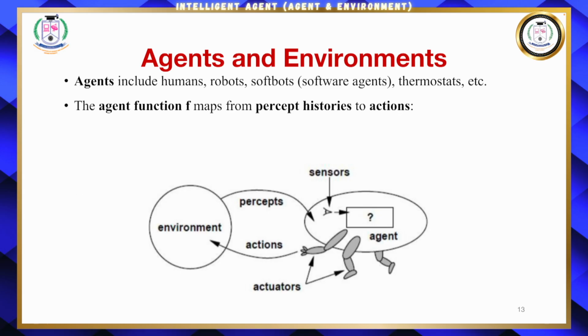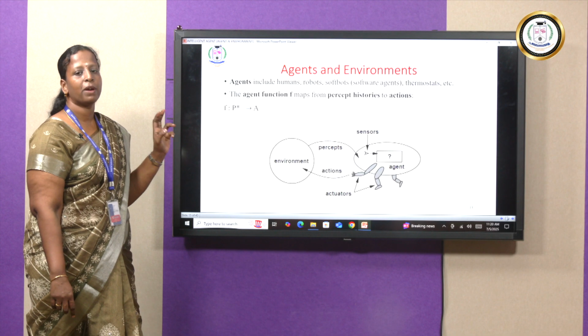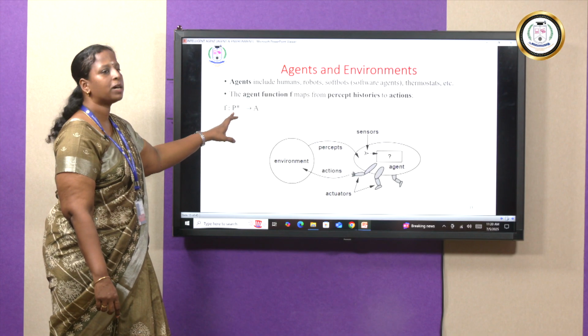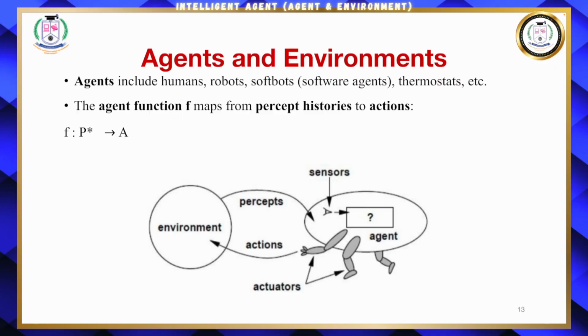Next, if you see the agent function, the agent function maps from the perceived history to action. This is represented by a formula. The agent function is represented by F, and P is nothing but the perceived histories, and this perceived history maps to the action. Next, this is the agent program, where the physical architecture works. That is called the agent program.